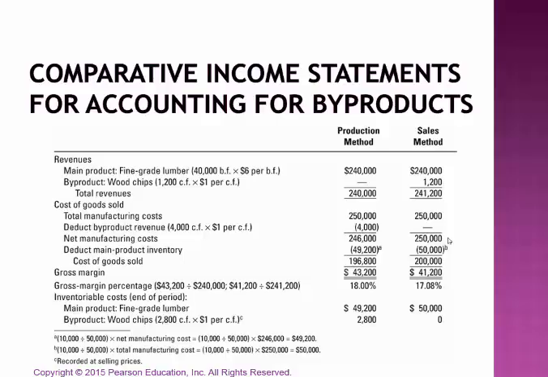17.08%. With our production method, those wood chips will go sit on our books at $2,800, and the main product, of course, is still that $49,200. So there is an inventoriable amount there for the wood chips. For the sales method, you can see that there is no ending inventory byproduct wood chips value.